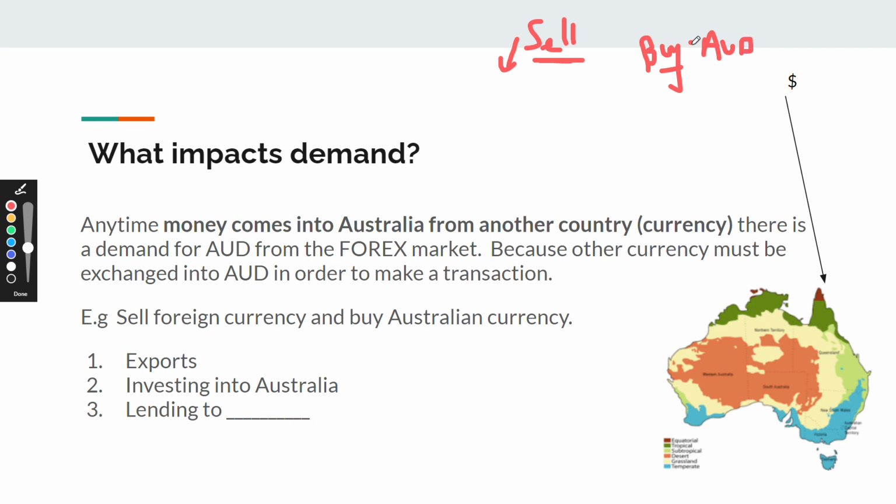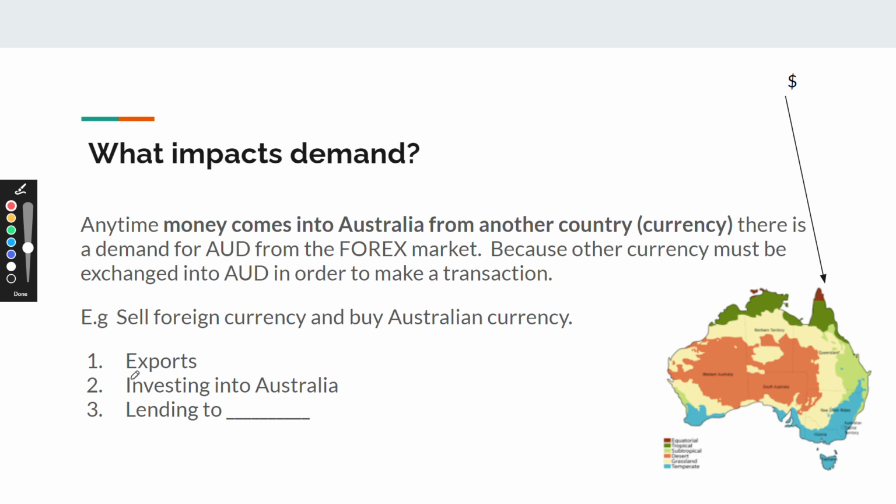So whenever there is a buying of Australian dollars, we're always going to think of demand, because demand comes from buying, from purchasing. It's just that in this case, it's purchasing currency. Okay, so whenever money comes into Australia, that impacts the demand for Australian dollars, because we sell the foreign currency and buy Australian dollars so that we can actually transact in Australia. So the trick then becomes, what kind of scenarios would actually lead to money coming into Australia?